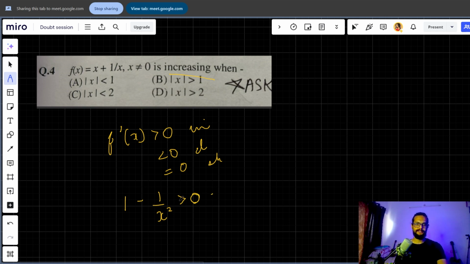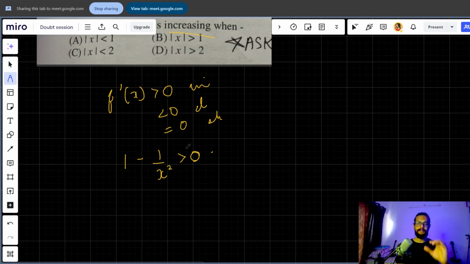So how to solve this? Now, solving an inequality is a little bit tricky. Let's understand this. Never ever cross multiply when you have an inequality. That's the first rule. So what do we do? We change the sign so that everything is on one side. So let's do that. Can I say that x square minus 1 divided by x square is greater than 0?